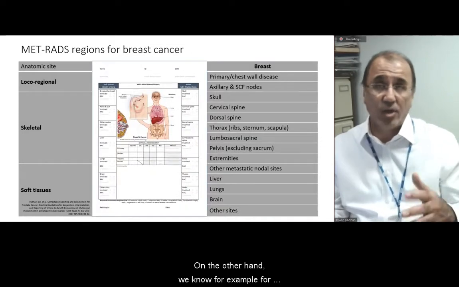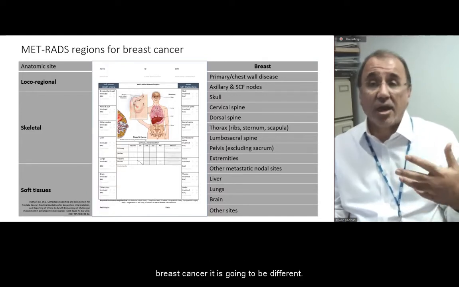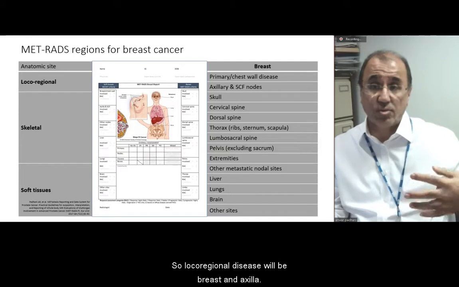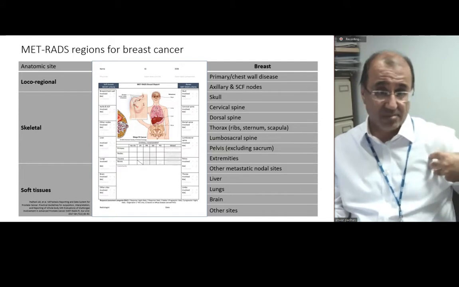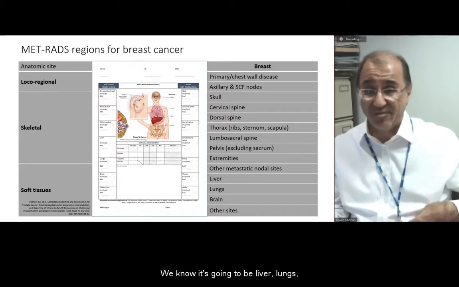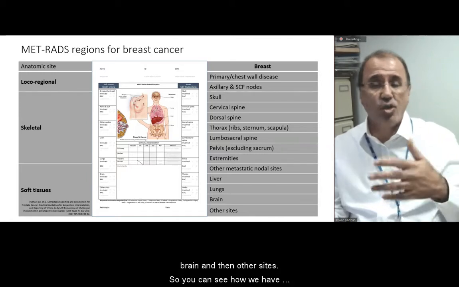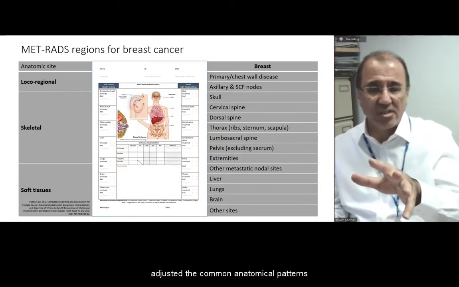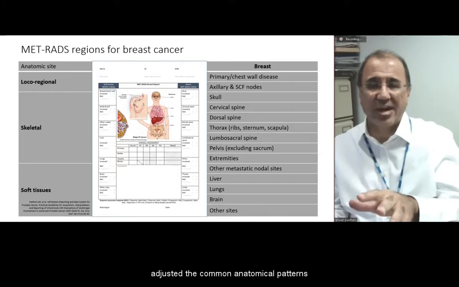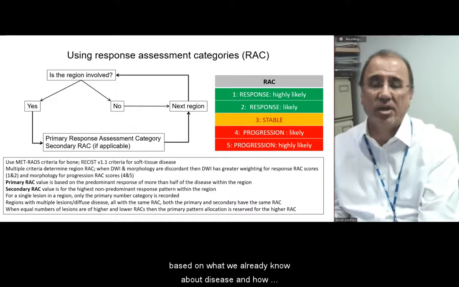metastatic lymph nodes elsewhere, retroperitoneal lymph nodes, liver, lung, and other sites. On the other hand, we know, for example, for breast cancer, it's going to be different, right? So, local regional lymph disease will be breast and axilla. Okay, spine will be the usual sites. Soft tissue sites are different. Okay, so we know it's going to be liver, lungs, brain, and then other sites. Okay, so you can see how we have adjusted the common anatomical patterns based on what we already know about disease and how it behaves.